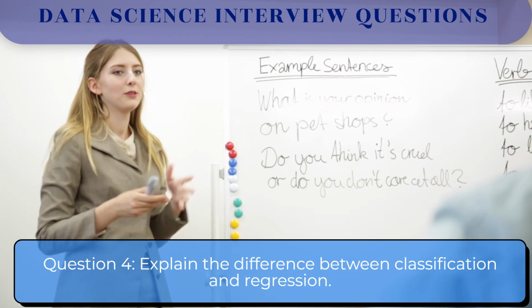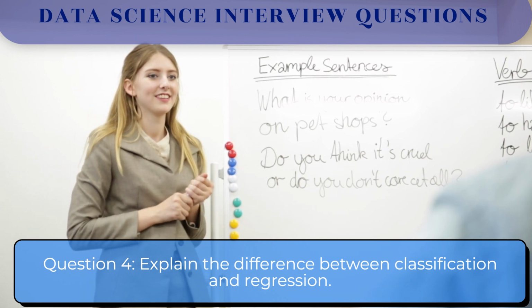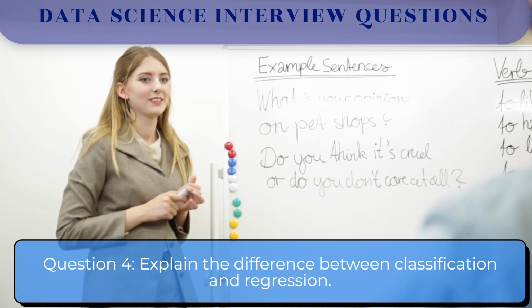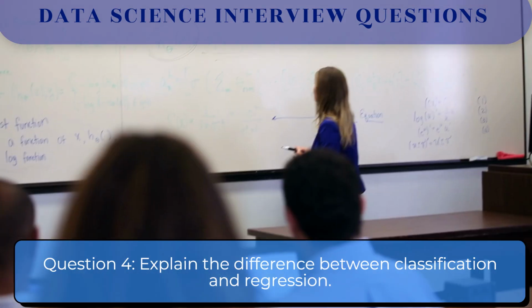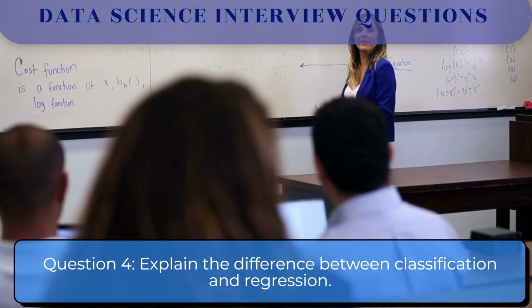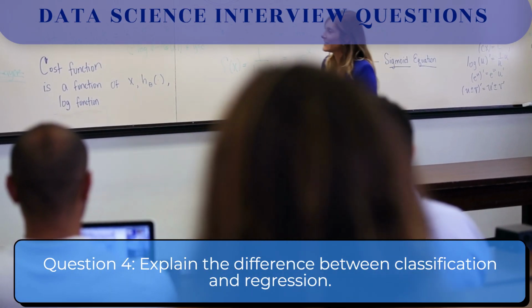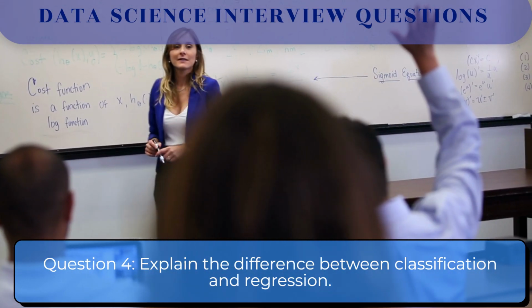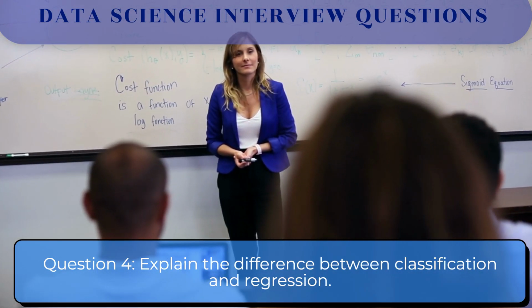Question 4. Explain the difference between classification and regression. Classification predicts categorical outcomes, like spam or not spam. Regression predicts continuous values, like house prices or temperature. The key difference lies in the type of output the model produces.